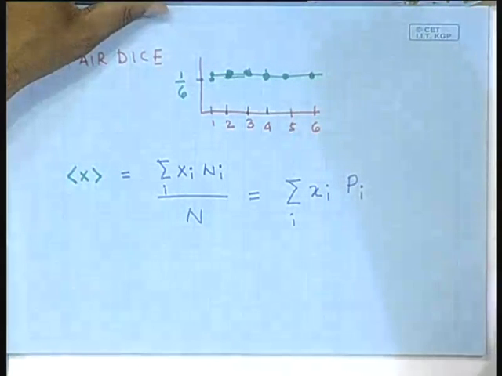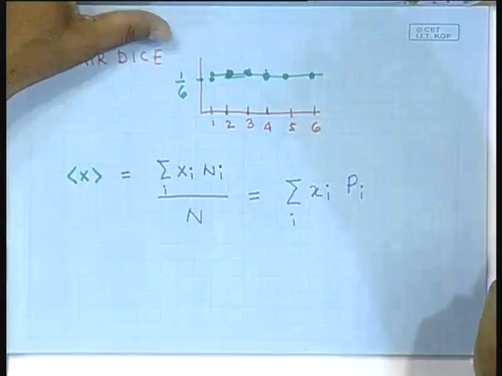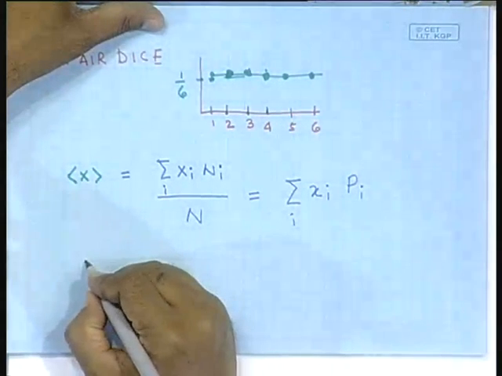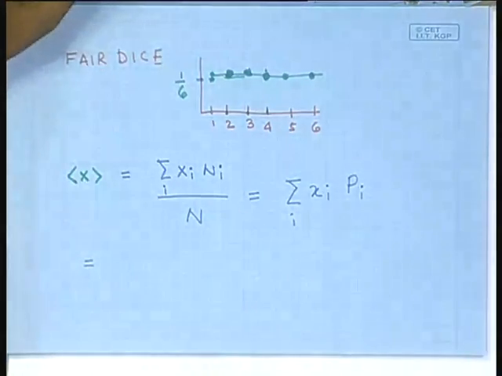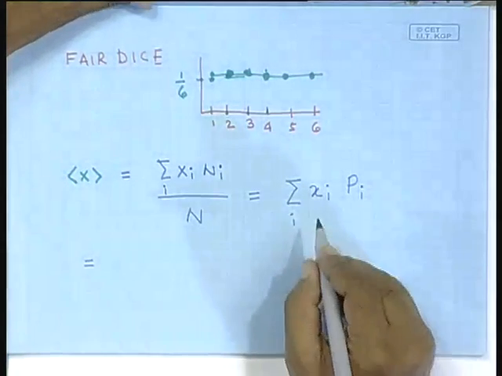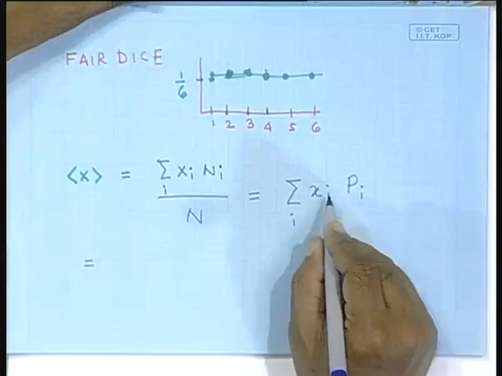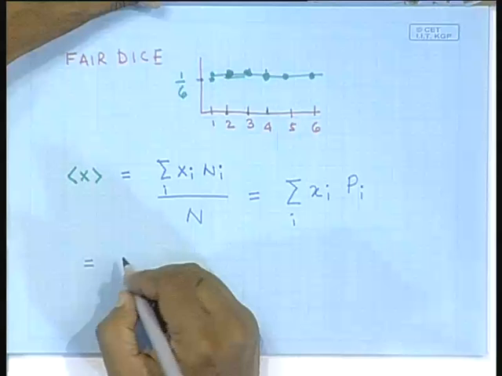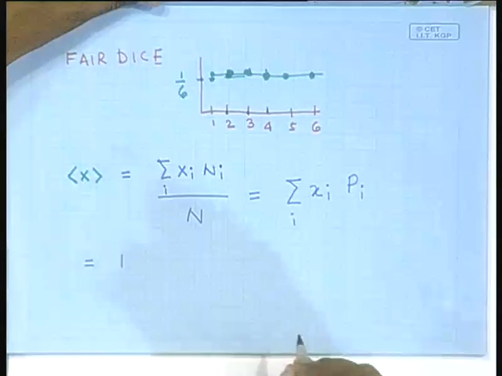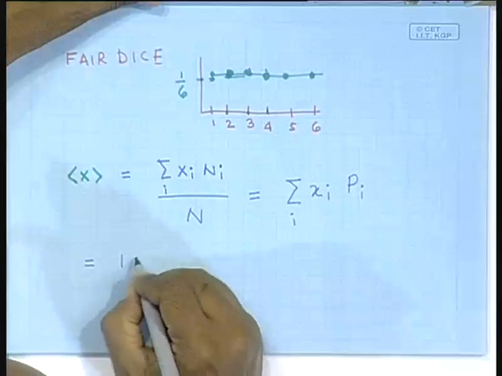So, this is how we calculate the mean, and in this particular case let us calculate the mean value, the expected value. There are 6 possible outcomes. The first outcome is 1 and the probability of getting this is 1/6.